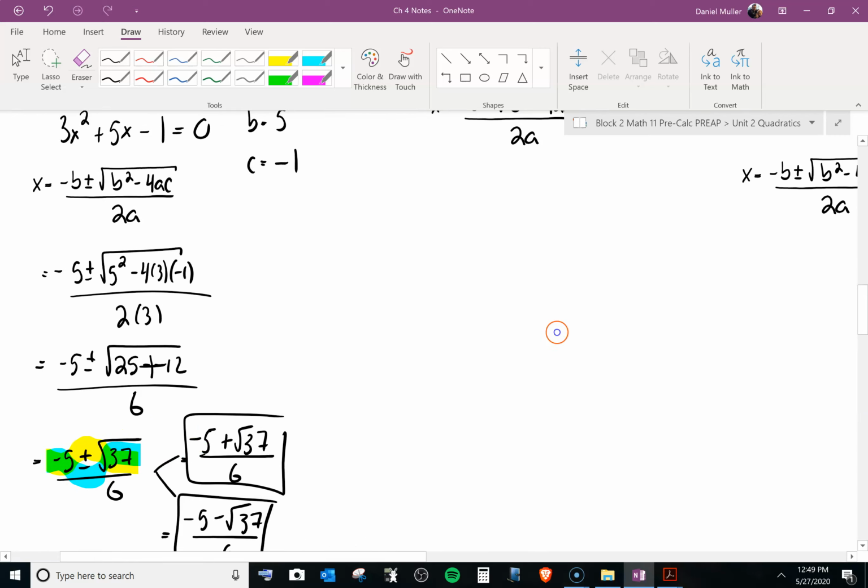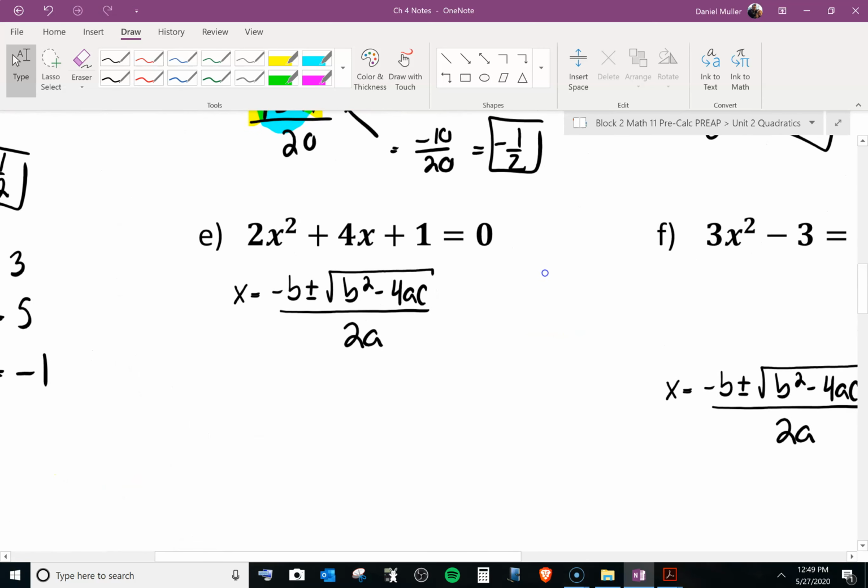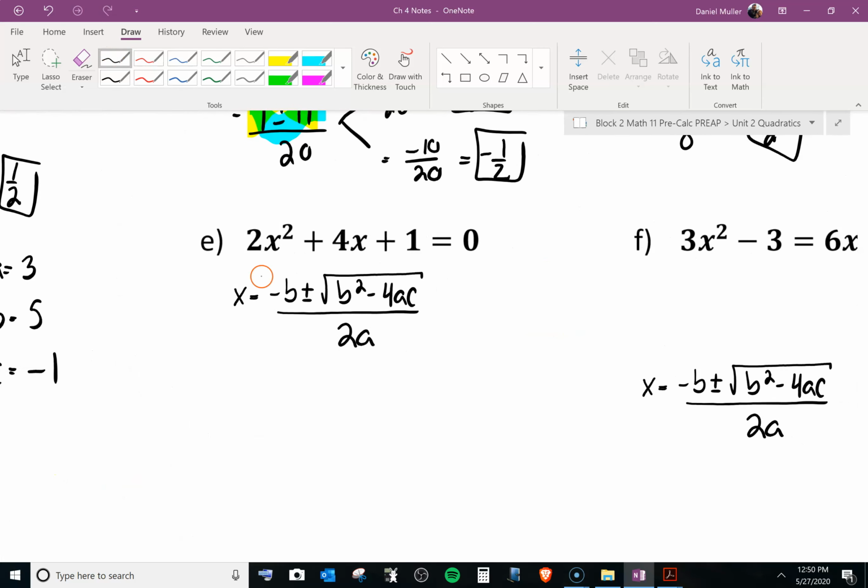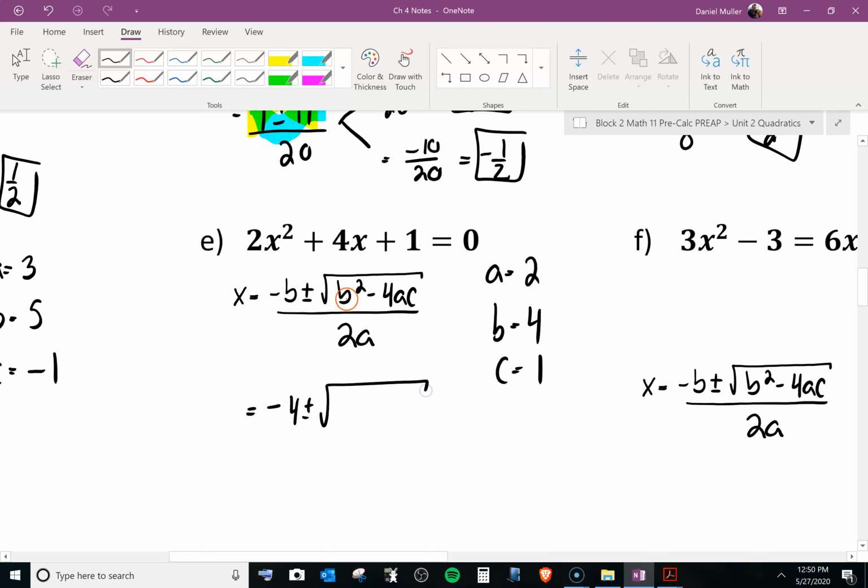Let's continue on here. Everything is already on one side, so that's good. My A value is 2, my B value is a positive 4, and my C value is a positive 1. They're all positives. So x equals negative b, b is 4, plus or minus the square root of b squared, which is 4 squared, minus 4 times a times c, so 2 and then a 1. All over 2 times a, 2 times 2.